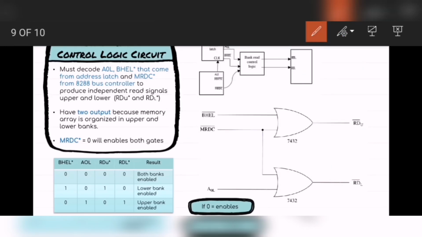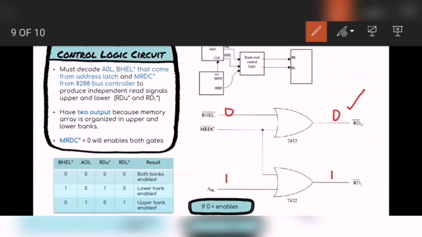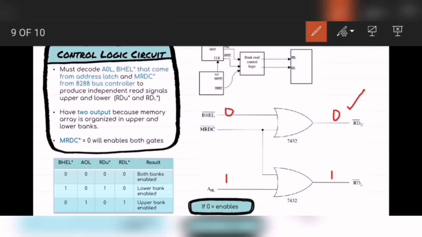The third one, if BHEL equals 0 and A0L equals 1, it will produce the output of read upper 0 and read lower 1, and the result is that the upper bank will be enabled. So that is for the bank read control logic. This is how they read the control logic in this topic.